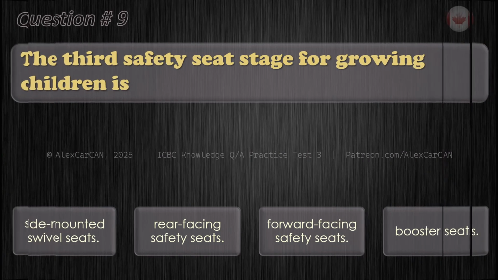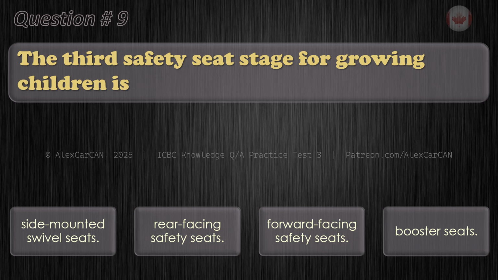Question number 9. The third safety seat stage for growing children is side-mounted swivel seats, rear-facing safety seats, forward-facing safety seats, booster seats. The correct answer is booster seats.